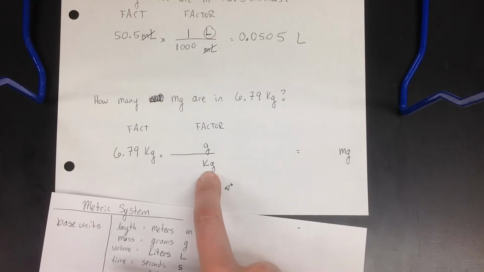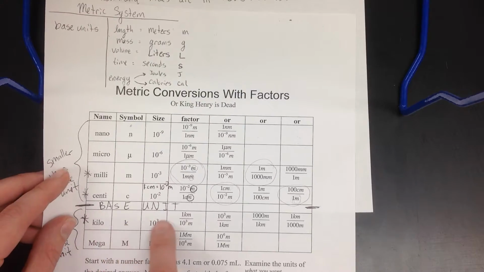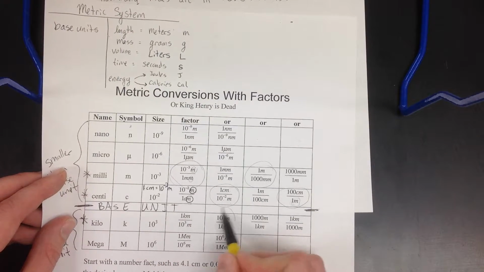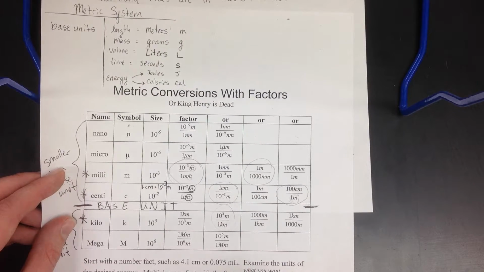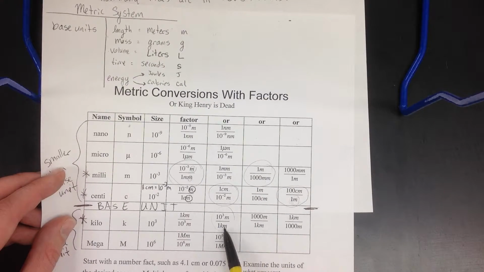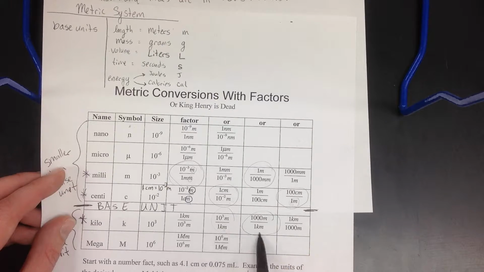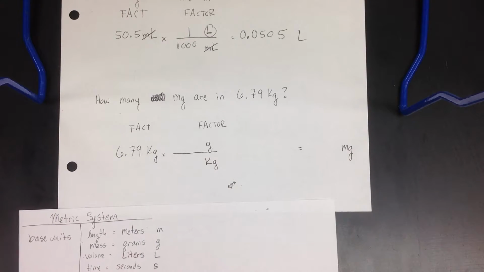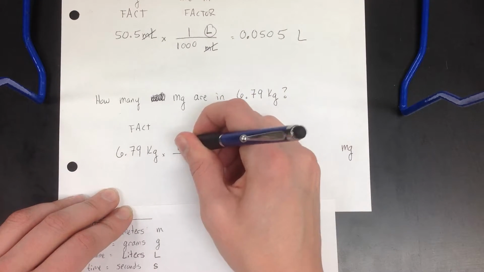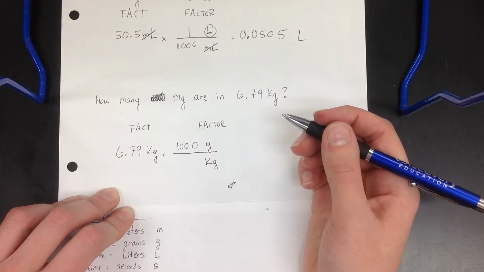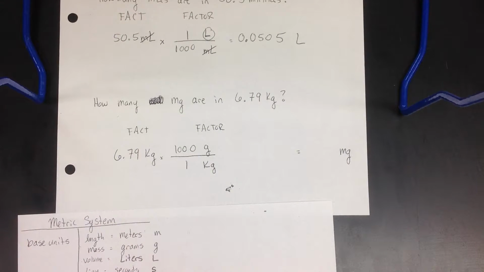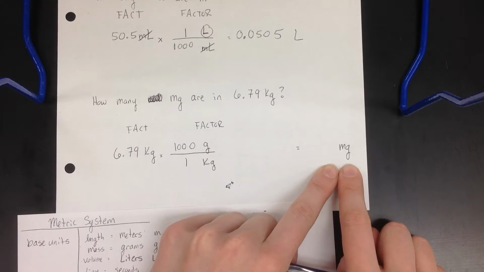In that case, kilos on the bottom, base unit is on top, so I would be looking at, well, kilos on the top here, so that one won't work for me. I need my kilo on the bottom. I could use that factor, or kilo on the bottom, I could use that factor. Either of those two would work in this situation. So I'm going to use the 1,000. That says 1,000 of my base unit is equal to 1 of my kilo, and in this case, kilogram.